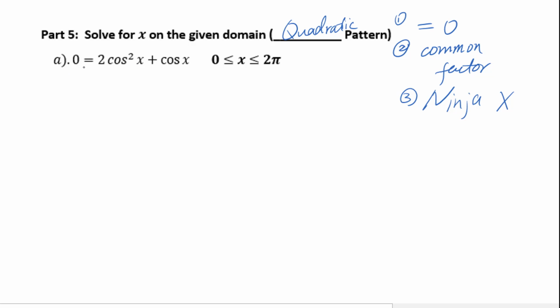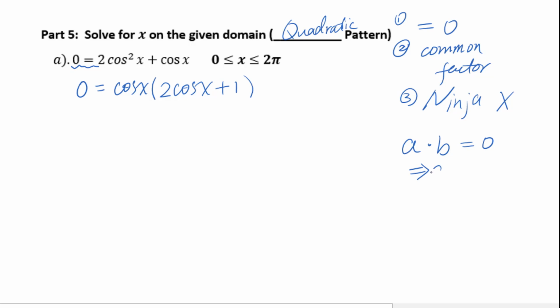So for A, 0 equals 2 cosine square x plus cosine x. You already get equal 0 form. So we will check a common factor. We do have common factor cosine x. So we have cosine x times 2 cosine x plus 1. We do know this formula A times B equal to 0. This means A equals 0 or B equals 0.